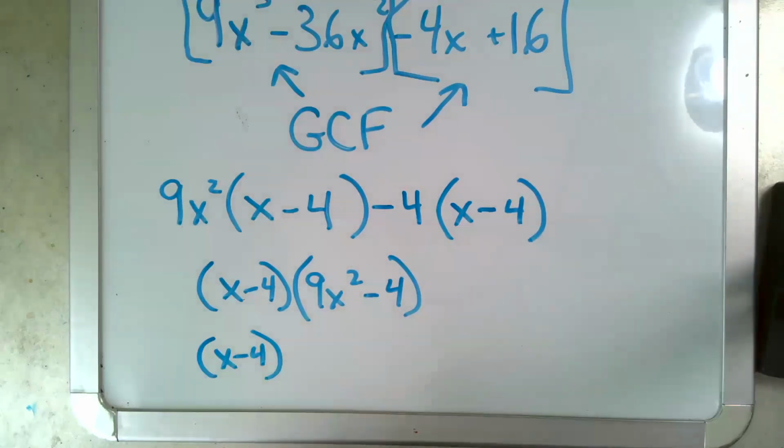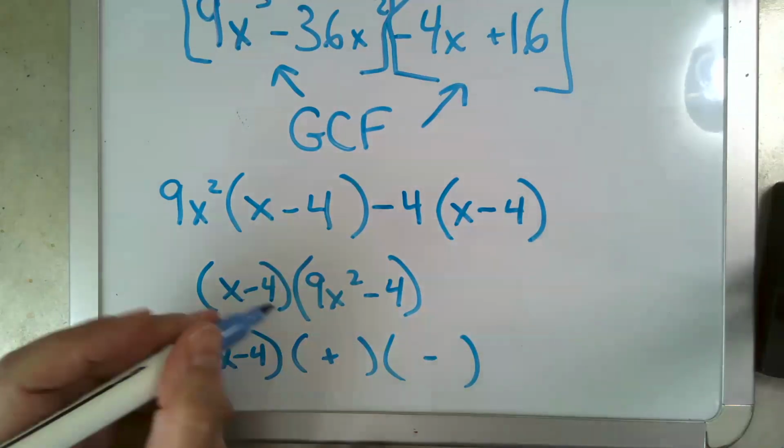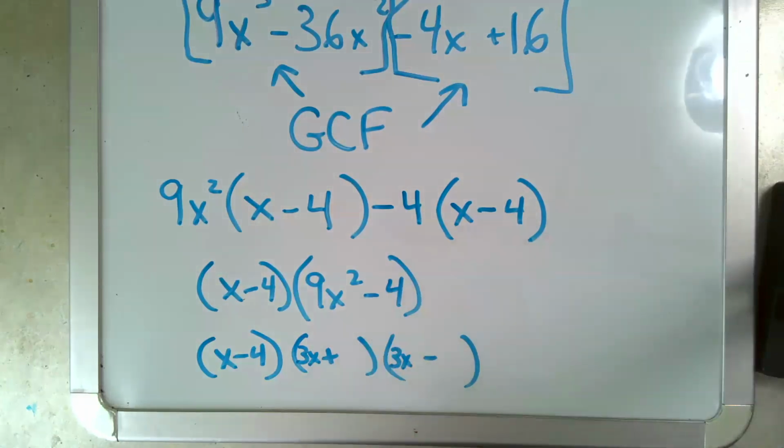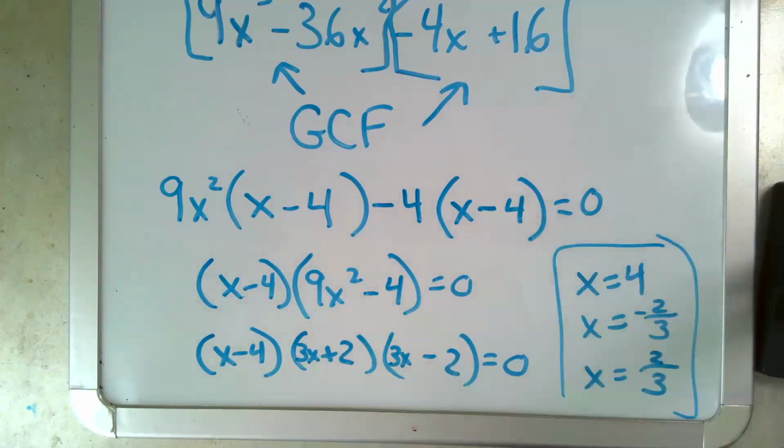I bring my x minus 4 down. I'm going to put my 2 sets of parentheses there. A plus in one, a minus in the other. This first term is the square root of this. This second term is the square root of that. Now I am fully factored and I can come up with my 3 answers, setting each of these things equaling to 0 and solving. And those are my 3 solutions.